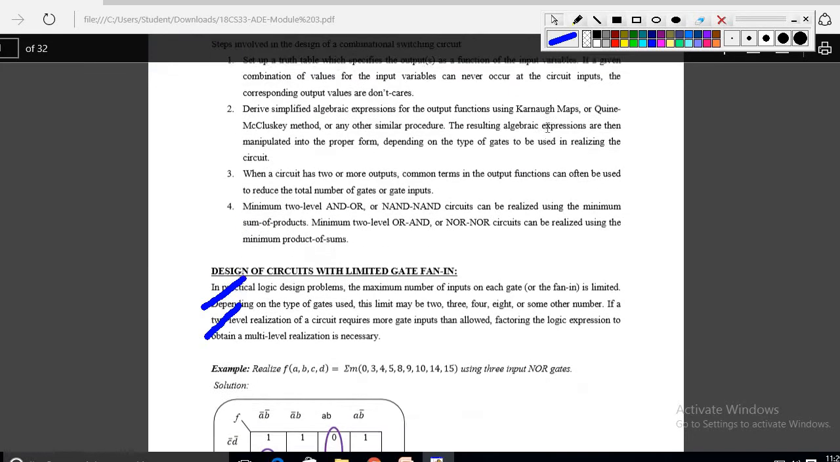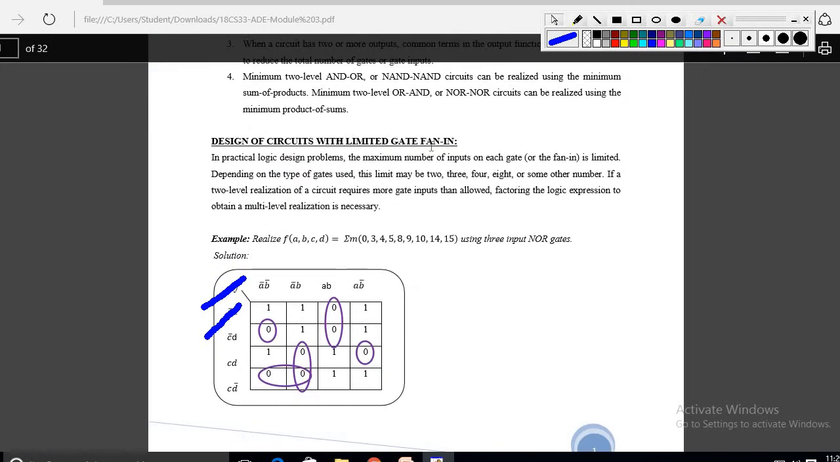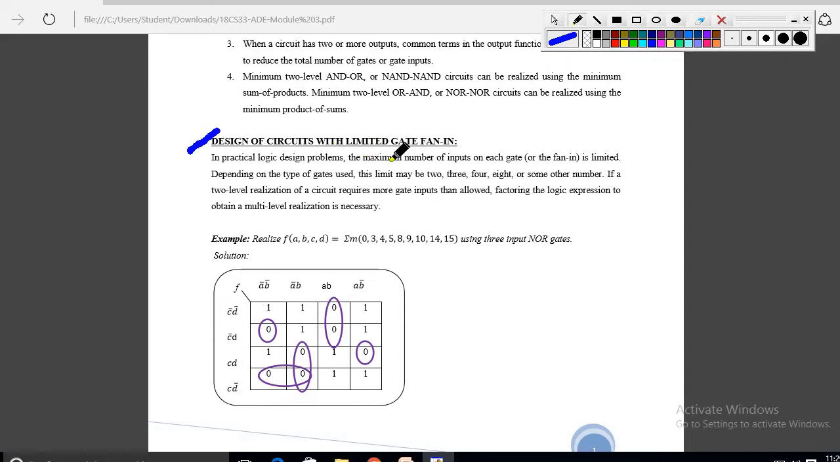The next concept is design of circuits with a limited gate fan-in. In practical logic design problems, the maximum number of inputs on each gate is limited. One more word I need to introduce is fan-in. It means the maximum number of inputs on each gate is limited. If you are using a NOR gate, AND gate, NAND gate and so on, you have to reduce the number of inputs. That is the meaning of fan-in.